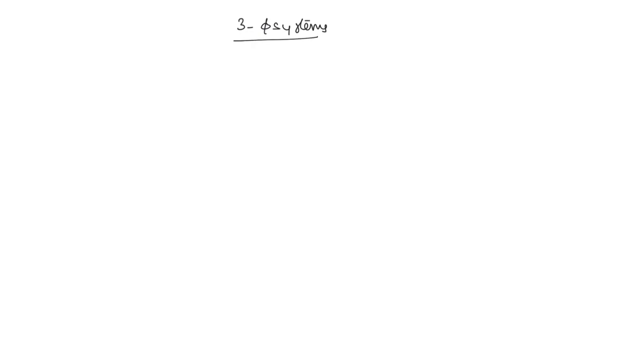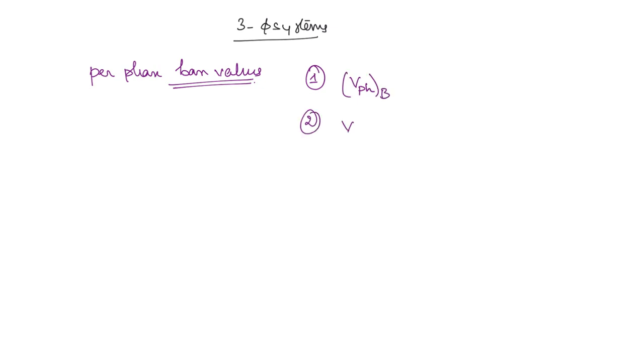So here the base values will be for the line voltages as well as the phase voltages, right? But we will mostly deal with the per phase base values. This is what we are most interested in. Now let's say the base phase voltage we write as V phase base. And next is the volt ampere for a single phase base. Okay, so these are the per phase base values.